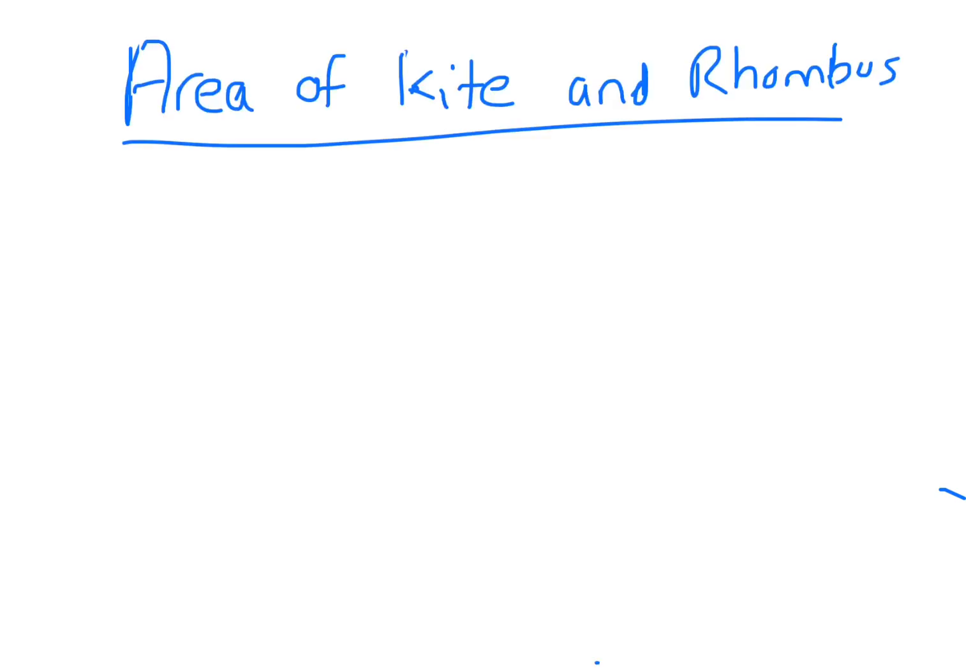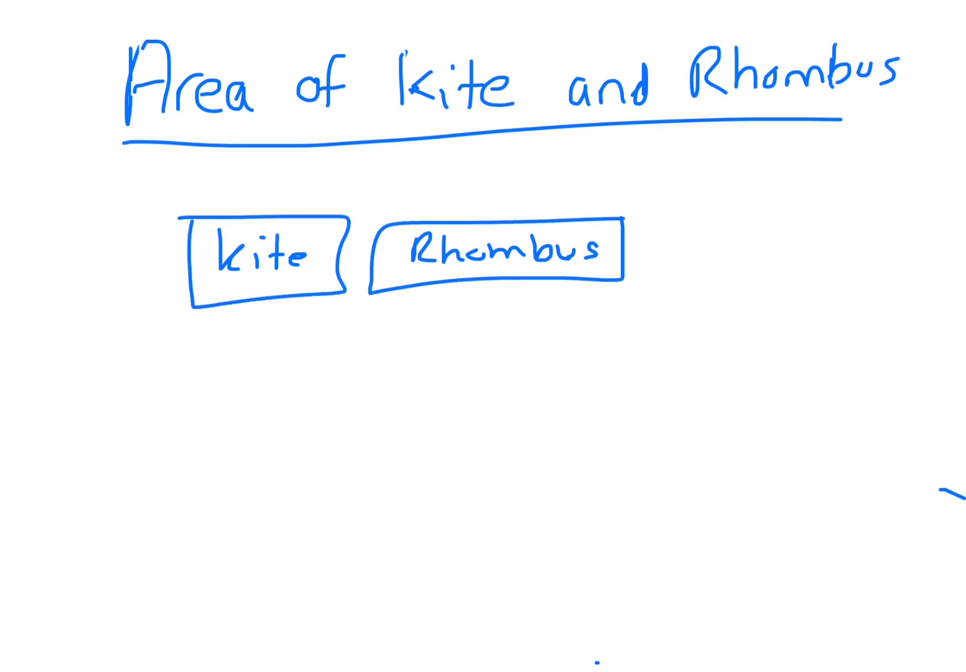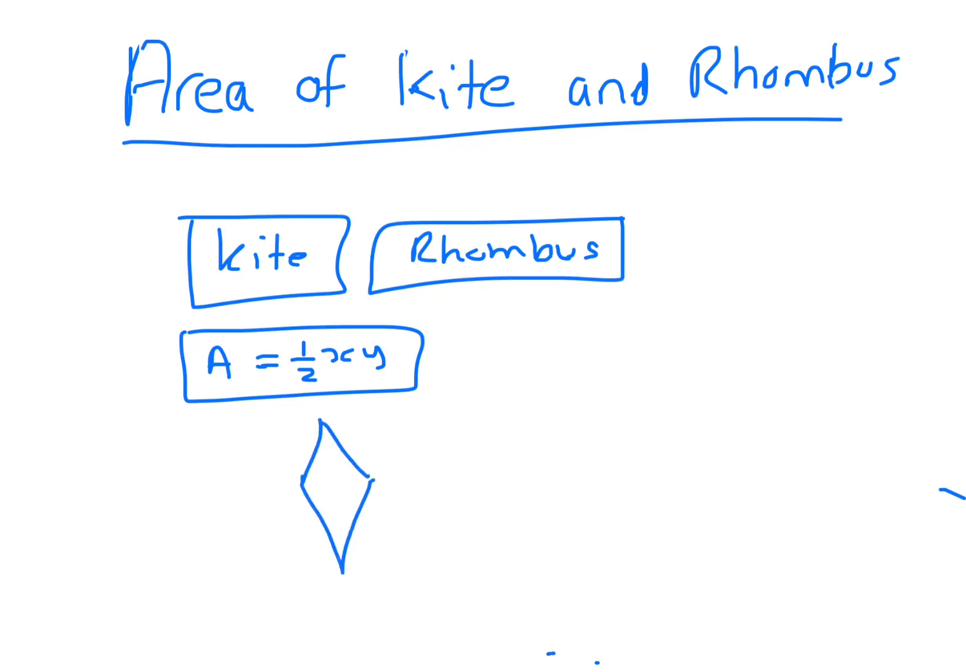Okay, now I just want us to take a look at a kite and a rhombus, and look at the formulas for finding the area of a kite and the rhombus. They both actually share the same formula, which is a half xy. In the kite, the x and the y are the diagonals, so it's the length of the two diagonals.